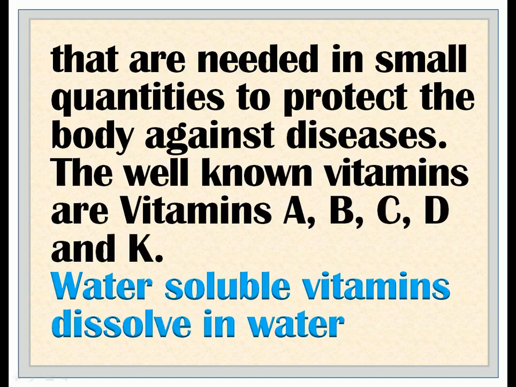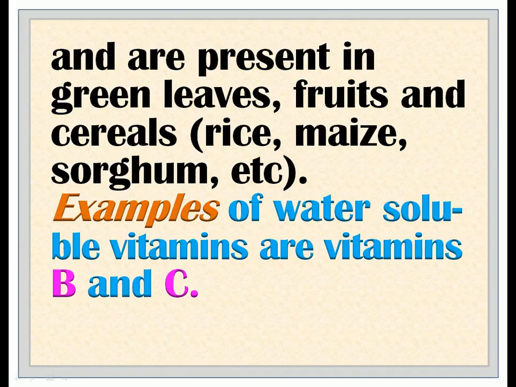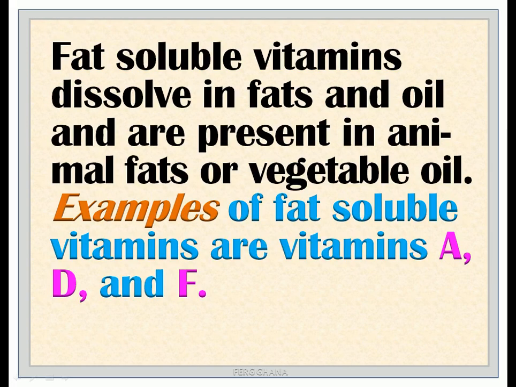Water-soluble vitamins dissolve in water and are present in green leaves, fruits, and cereals, rice, maize, sorghum, etc. Examples of water-soluble vitamins are vitamins B and C. Fat-soluble vitamins dissolve in fats and oil and are present in animal fats or vegetable oil. Examples of fat-soluble vitamins are vitamins A, D, and F.